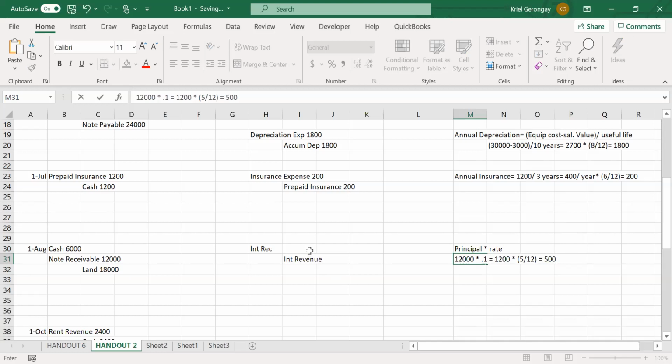So then your interest receivable would be 500, and then your revenue would also be 500.